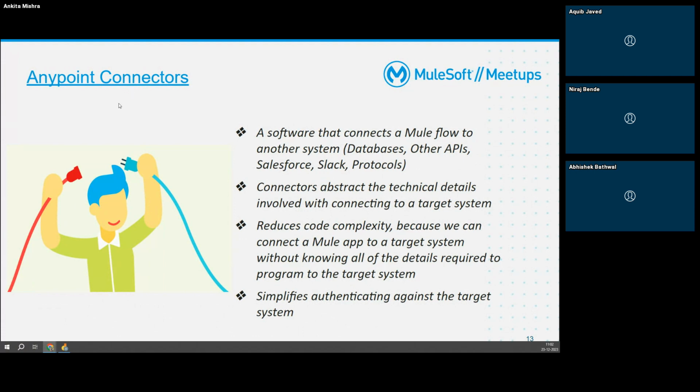Okay, so as per the MIA syllabus, we will mainly be focusing on connectors. So what is a connector? As the name itself says, it helps you to connect. Basically, an Anypoint connector is software that connects a Mule application or a Mule flow to any other system out there in the market. It could be a database, any other APIs, Salesforce, LinkedIn, Slack, any protocol. So connectors are basically there to help you connect your application with any other applications in the market.